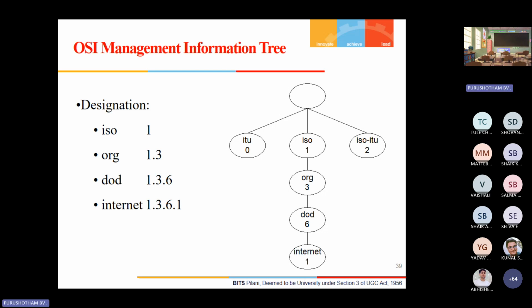So this is how the MIT looks. Designation ISO 1, organization 3, that is 1.3. Then DOD, Department of Defense, 1.3.6, Internet 1.3.6.1, like that. These are the standard numbers. If it is ISO 1, ITU 0, then joint ISO-ITU is 2. Like that, it will be defined.